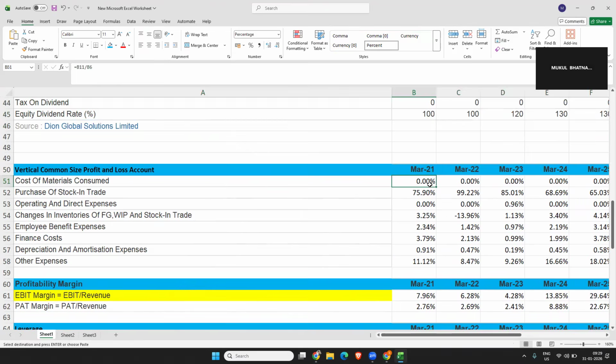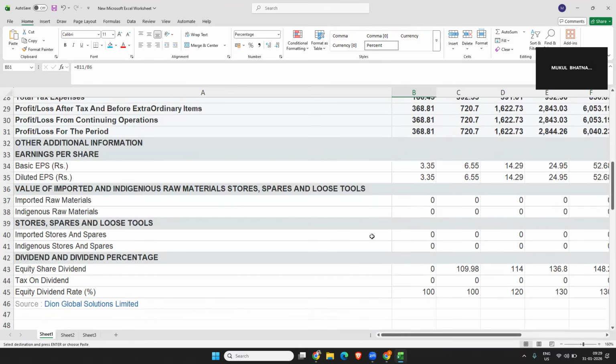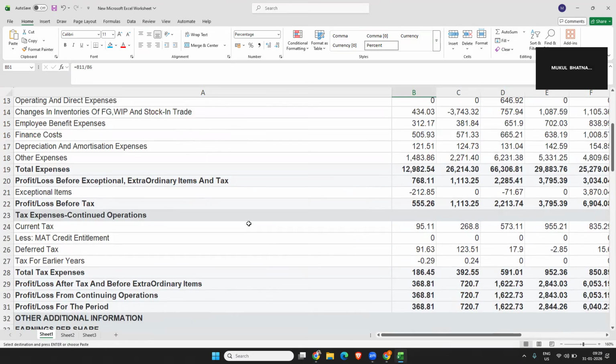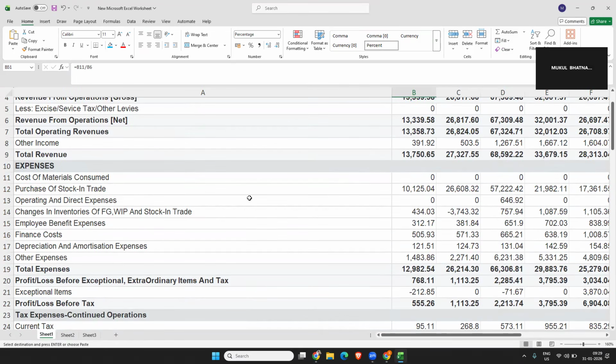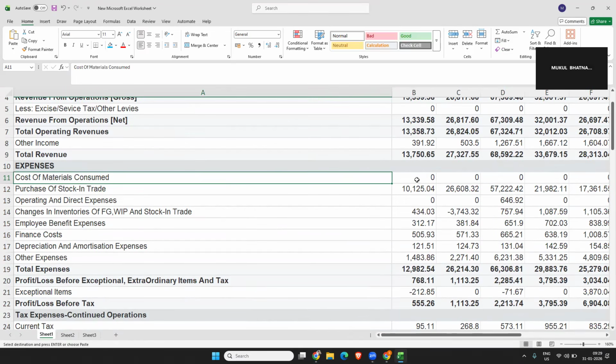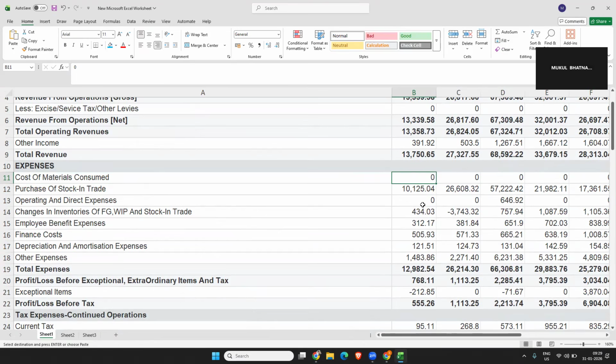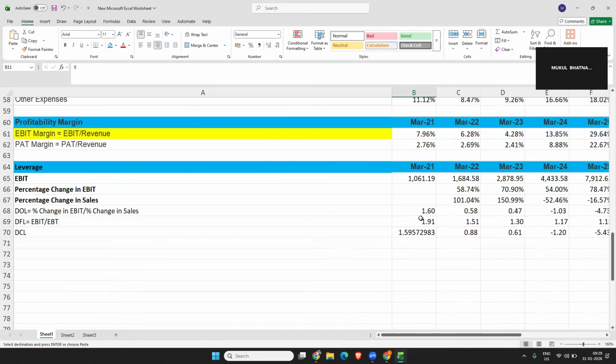Cost of material consumed is 0% because this particular company is not having any cost of material consumed. The value is zero, so that's why it's 0%. So in this way, you can make data for multiple companies and compare them at the end for the purpose of decision making. Save this sheet. We will be using the same sheet to make further calculations in the future.